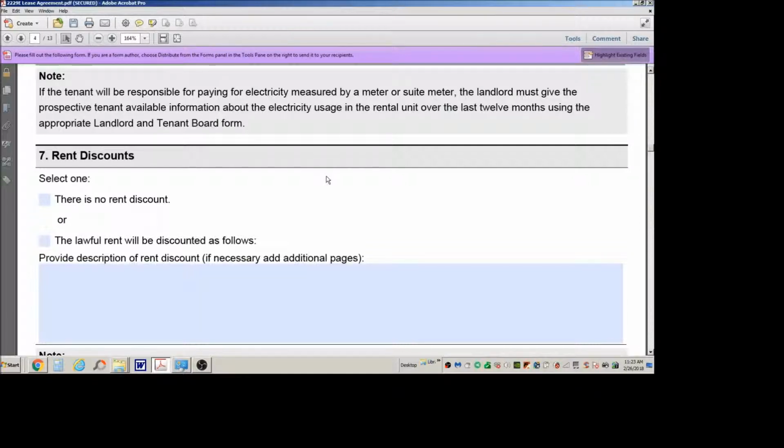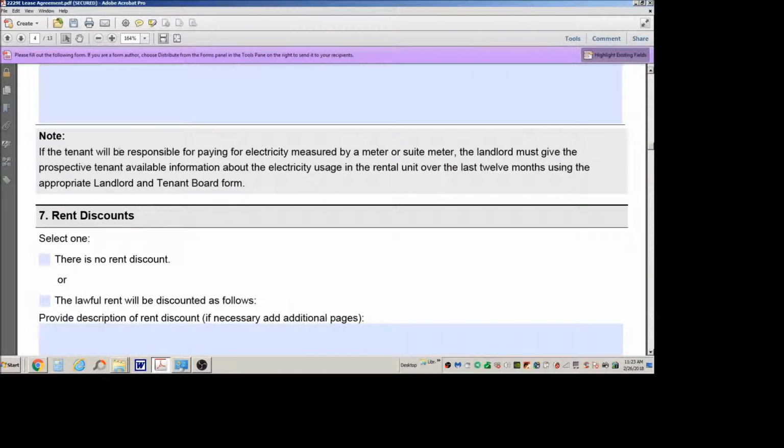Now this is a new thing. If the tenant will be responsible for paying for electricity measured by meter or suite meter, the landlord must give the prospective tenant available information about the electricity usage in the rental unit over the last 12 months using the appropriate Landlord and Tenant Board form. So landlords, make sure that you do get copies of their bills from previous tenants, because now you have to provide this to the new tenant. Okay, so that's one thing that changed.